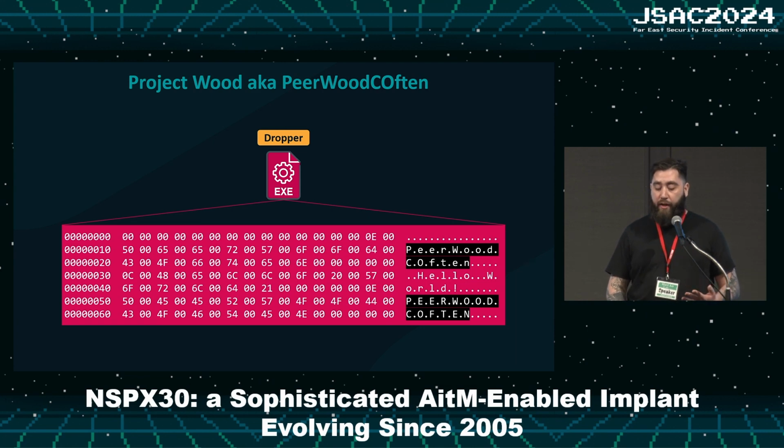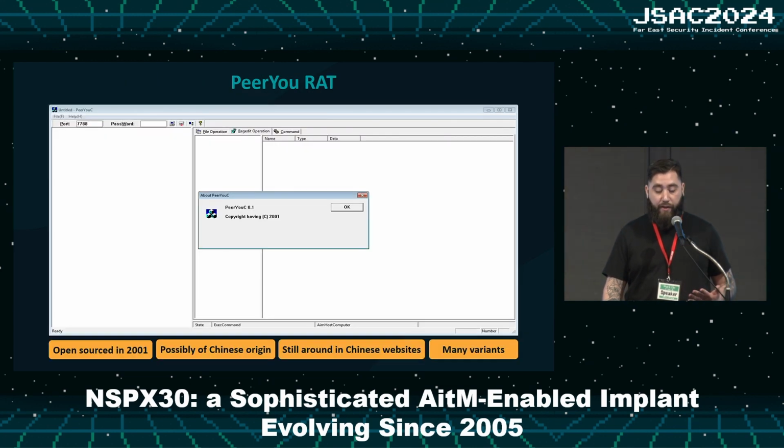When looking at the uncompressed sample of the dropper, we noticed that there was an unused string in the table in the resource section. The string read Peerwood C often, which we believe is the name of the project. We found a lot of similarities between Project Wood and an open source remote administration tool called PeerU, which seems to have been publicly released in 2001.